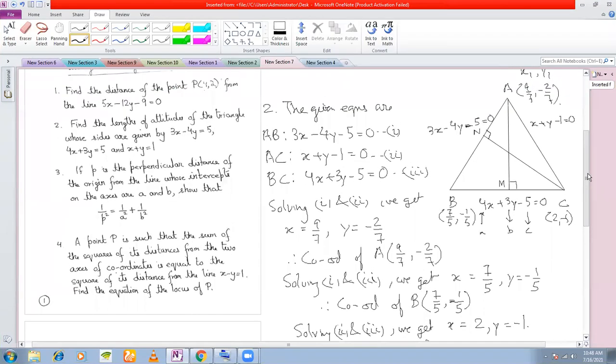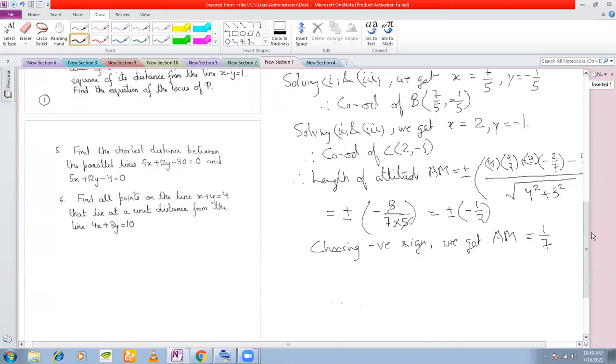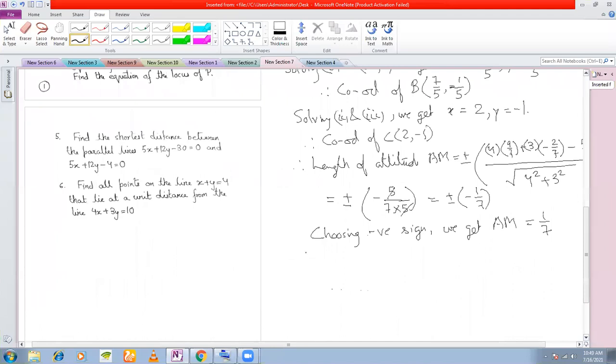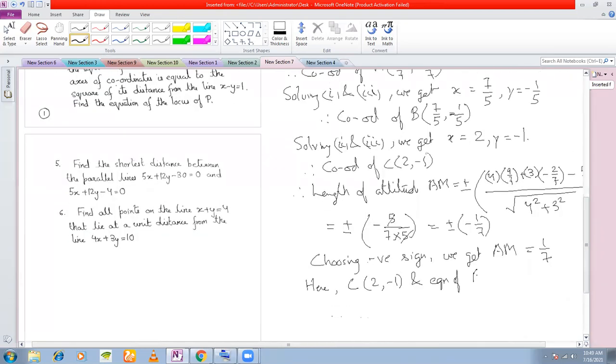Length of the other altitude, which is drawn from C to the opposite side AB, is Cn. Cn is the perpendicular distance of the point C (2, -1) from the line 3x - 4y - 5 = 0. So first write down here: coordinates of C is (2, -1), and equation of the side we are taking, AB, is 3x - 4y - 5 = 0.